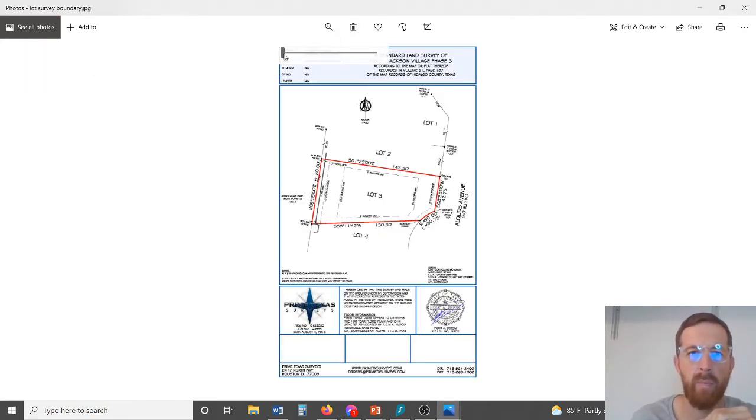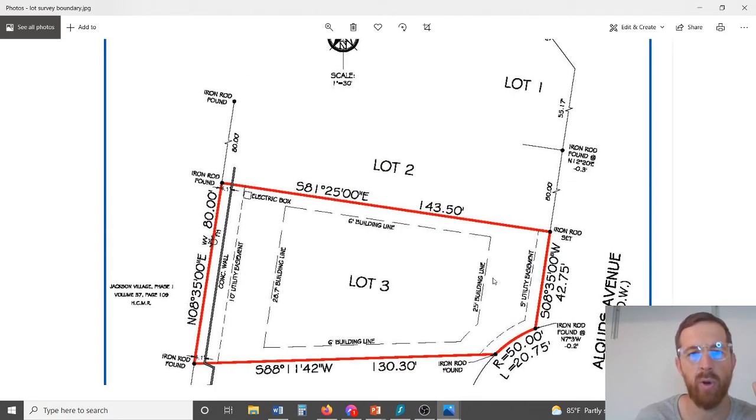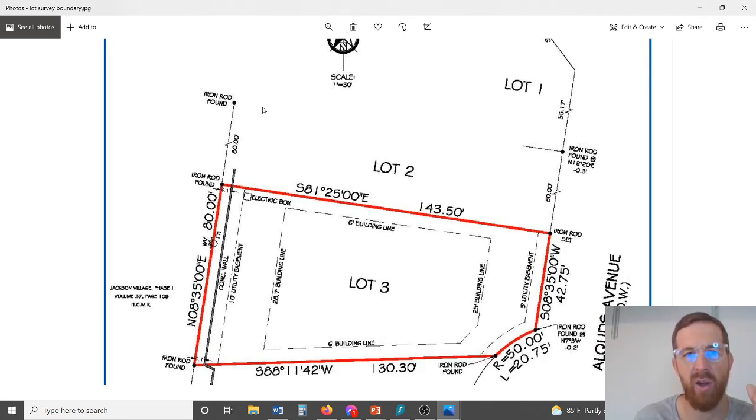This is just a little bit more modern one, a little more detail on here. This is a smaller building lot. Looks like it's on a cul-de-sac of some sort. And this is a little clearer to read and more common. You can see these round dots. These are iron rods found.